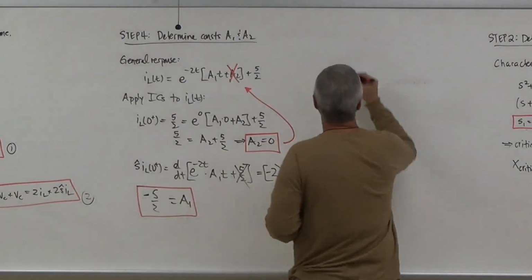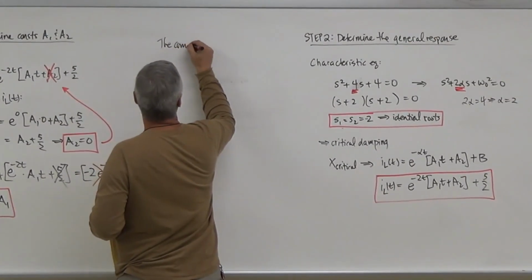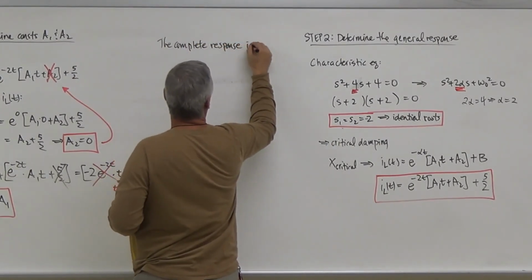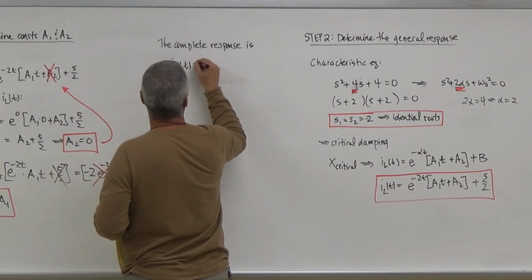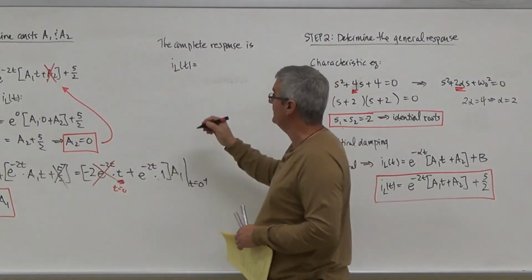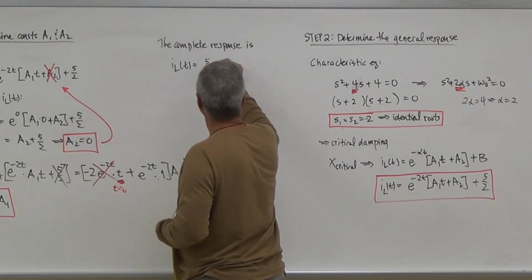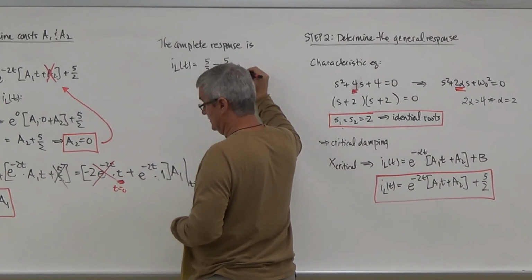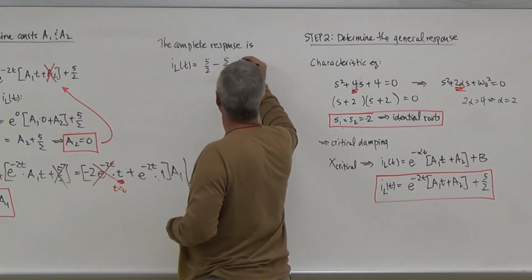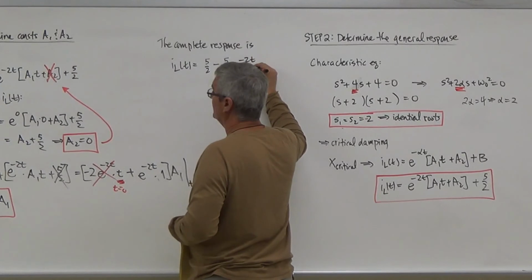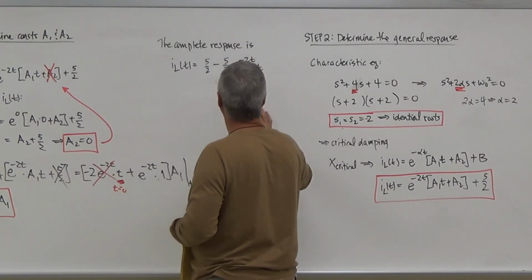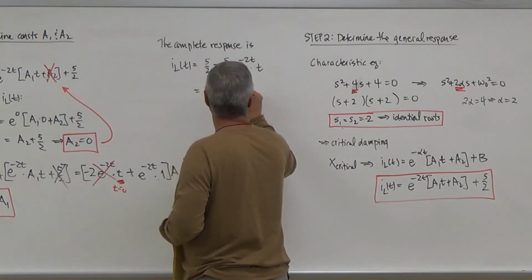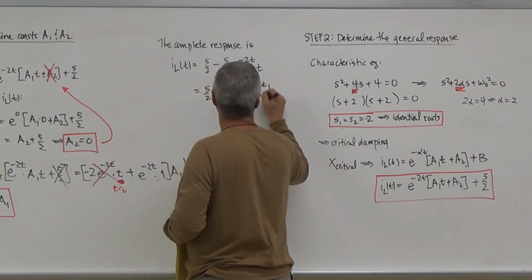So when I look at that, the complete response iL of t has to be then what? It's got to be 5 halves minus 5 halves t e to the minus 2t. Right? Which would give me 5 halves times (1 minus t) e to the minus 2t.